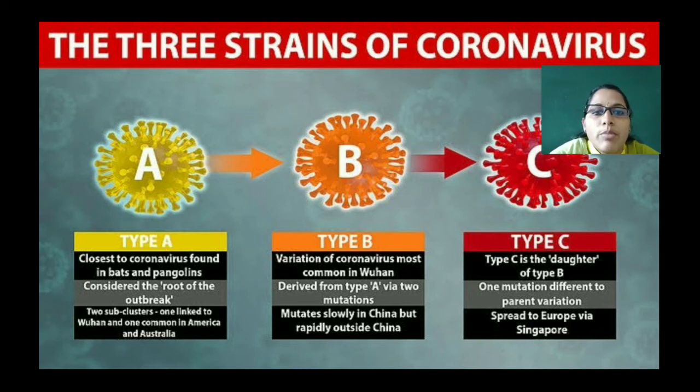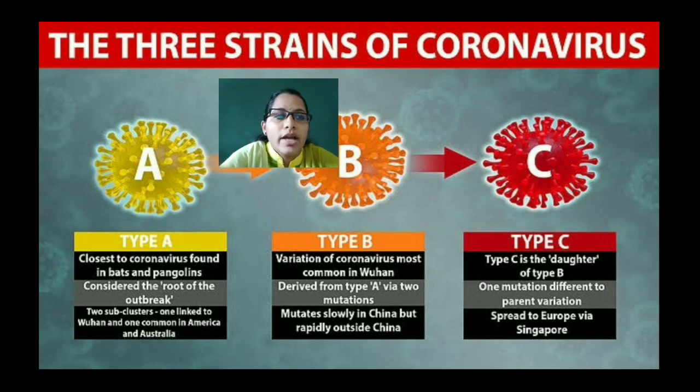Closest to coronavirus found in bats and pangolins, it is the root of the outbreak that is linked to Wuhan, China, and is almost common in America and Australia. Now let's understand type B. It is the variation of coronavirus most common in Wuhan. There was a total change in the viral description of the virus infecting Wuhan with respect to the pangolins and the bats. This mutation occurred from type A virus, and this type B virus was the one affecting the people in Wuhan. It mutates slowly in China. The virus strain started mutating slowly in China, but it rapidly spread outside China.